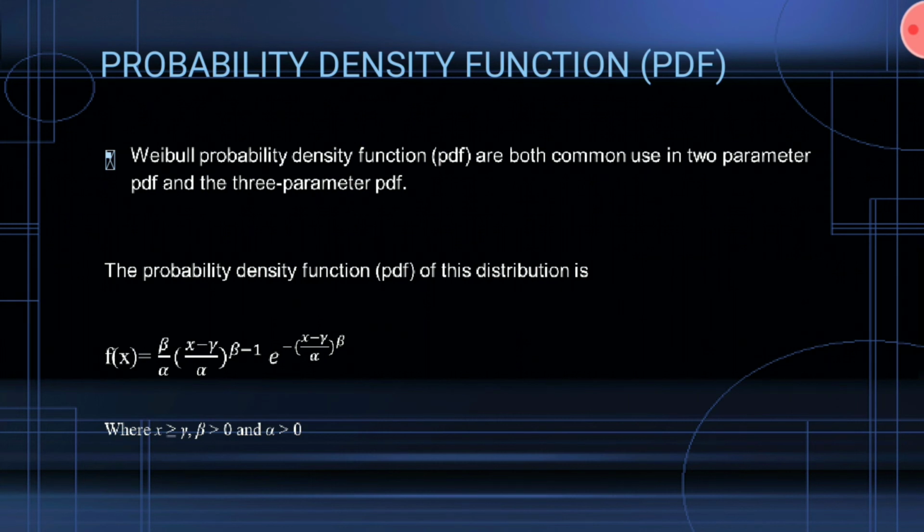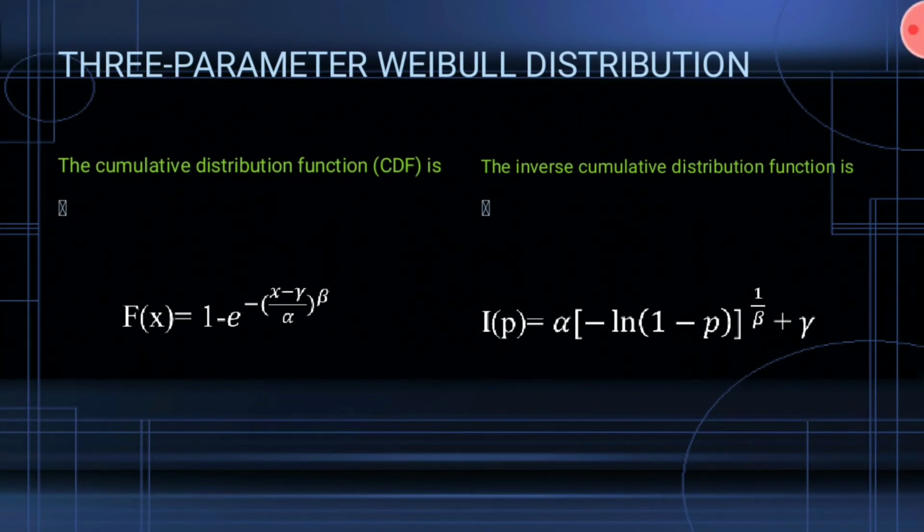The shape parameter, which is beta, is greater than 0, and alpha, the scale parameter, is also greater than 0. The cumulative distribution function, or CDF, is F(x) equals 1 minus e raised to negative (x minus gamma over alpha) raised to beta. The inverse cumulative distribution function is I(p) equals alpha times (negative ln(1 minus p)) raised to 1 over beta, plus gamma.